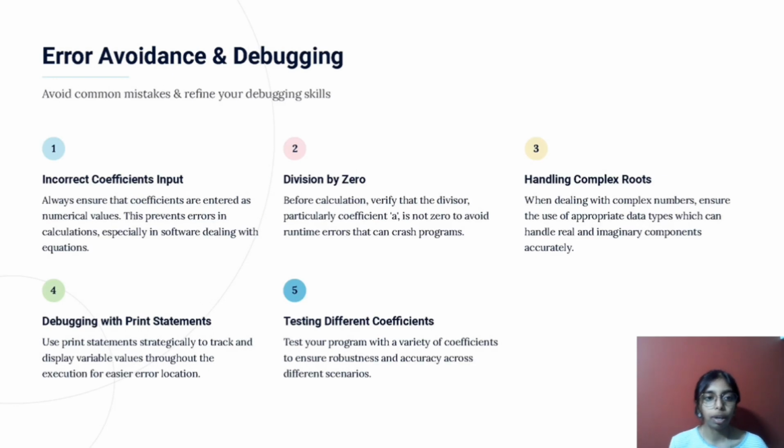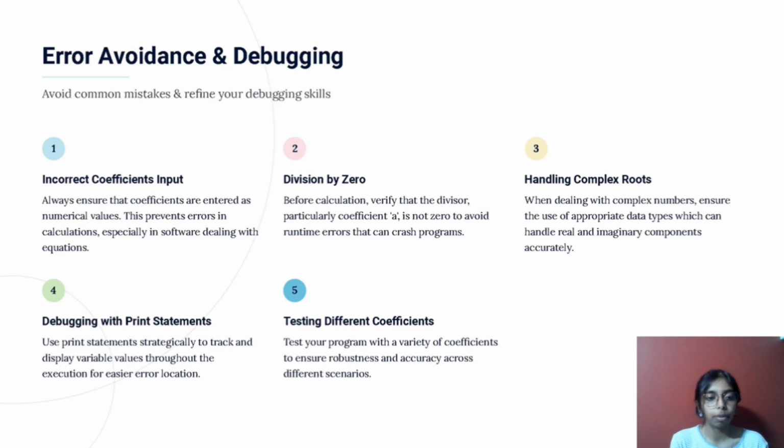Error avoidance and debugging. Avoid common mistakes and refine your debugging skills. Incorrect coefficients input. Always ensure that coefficients are entered as numerical values. This prevents errors in calculations, especially in software dealing with equations. Division by 0. Before calculations, verify that the divisor, particularly coefficient a, is not 0 to avoid runtime errors that can crash programs. Handling complex roots. When dealing with complex numbers, ensure the use of appropriate data types which can handle real and imaginary components accurately.